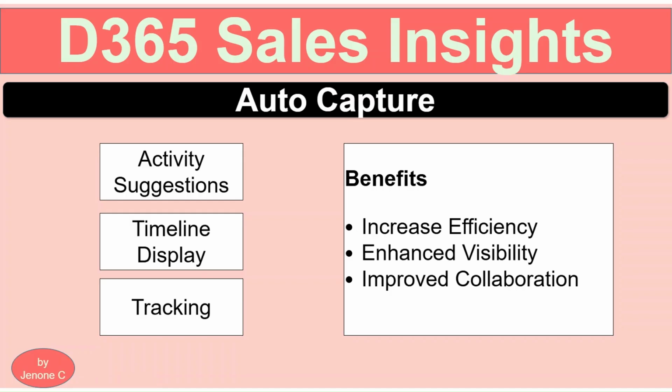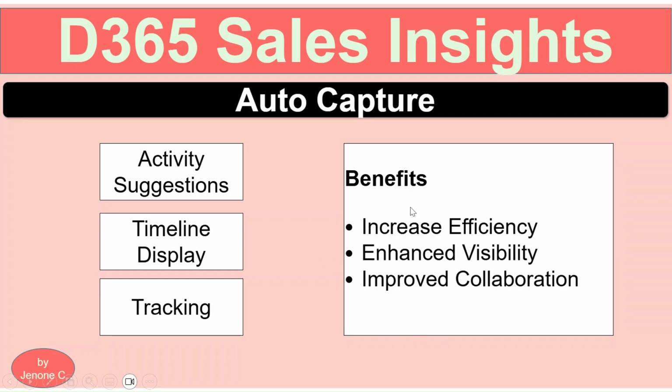And then timeline display. Here, the captured activities are initially shown on the timeline in D365 Sales. So we have the timeline control in all the forms where these suggestions will be displayed. Initially, these suggestions are private and visible only to you. Then you can choose to track these emails and meetings so that the activities will be visible to other colleagues as well.